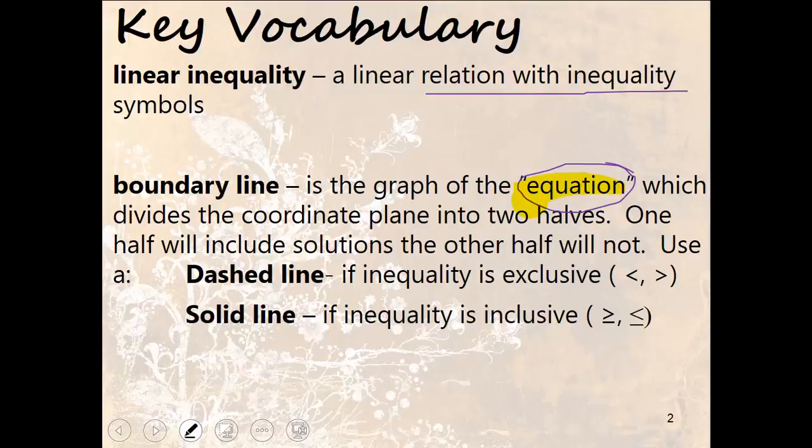And we're going to use some graphing techniques that are closely associated with open dots and closed dots. If we have a dashed line, that means that we have symbols that are exclusive, like less than or greater than. If we use a solid line for our boundary line, then that means we have an inequality like greater than or equal to or less than or equal to, the inclusive part, okay?